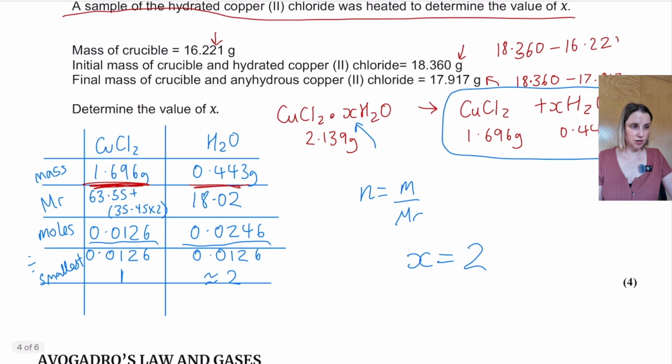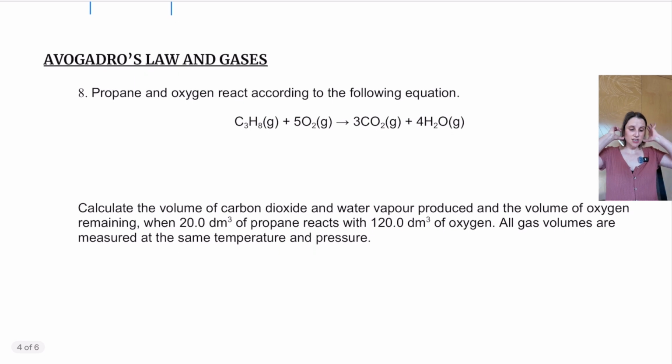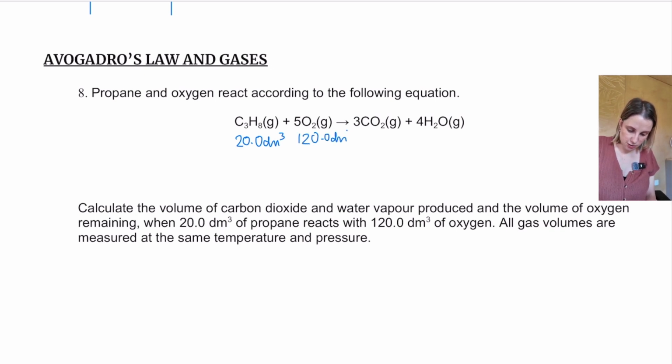Okay, let's move on to moles and gases. So this is a question just about Avogadro's law and gases, and often people really overcomplicate these questions. So let's try and do it in as simple a way as possible. It gives you the equation for the complete combustion of propane. Calculate the volume of carbon dioxide and water produced and the volume of oxygen remaining when 20.0 dm cubed of propane reacts with 120 dm cubed of oxygen.